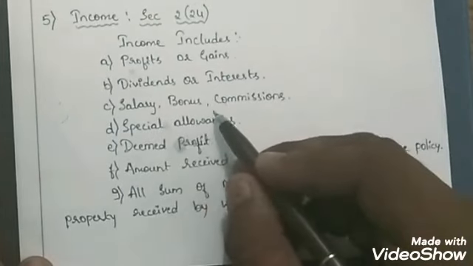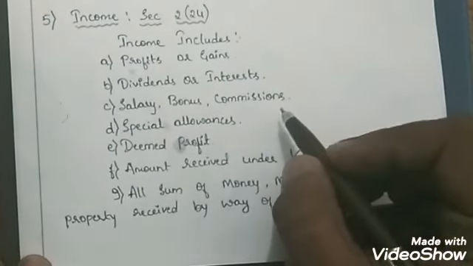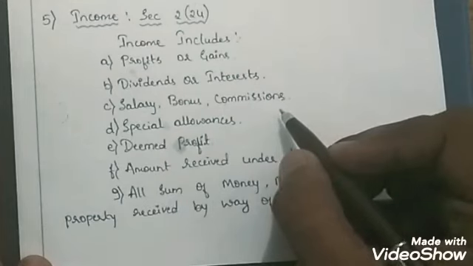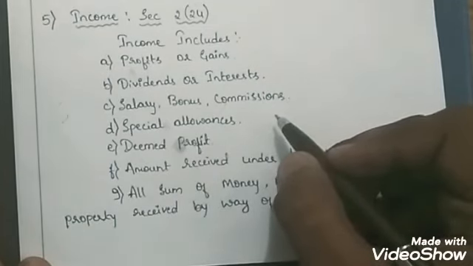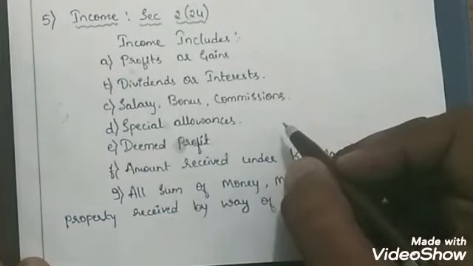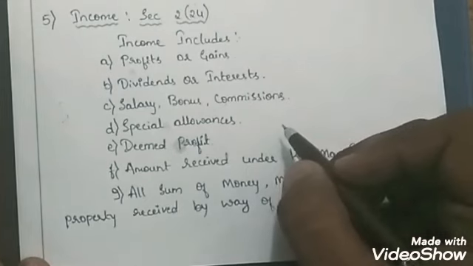Next, C. Salary, bonus, commissions. If any person is a job holder, if he gets salary or bonus, that can be treated as income. And if any person is acting as an agent or a broker, the revenue that he gets out of it is called as commission. That can also be treated as income.